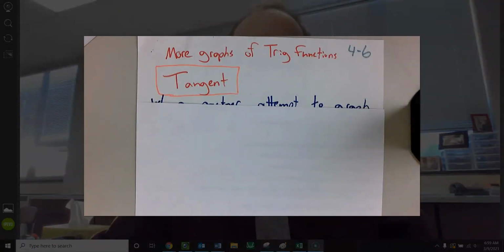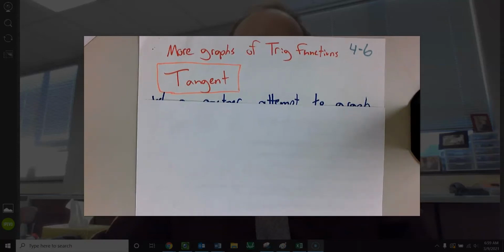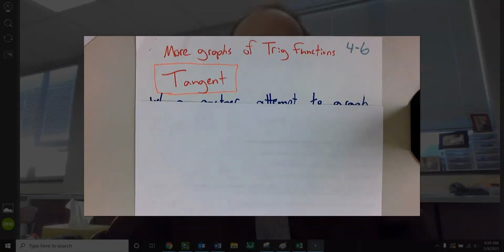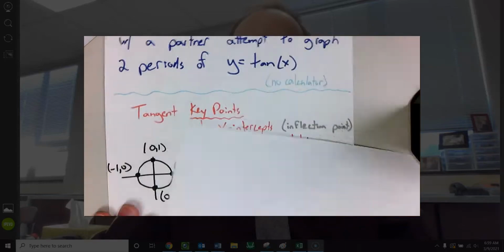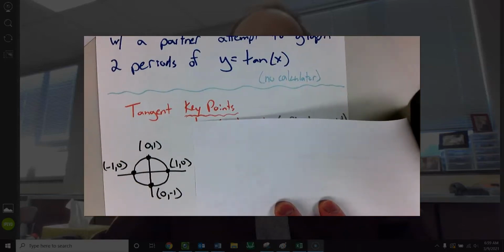So there it is. We're doing tangent today. We're in 4-6. We're finally out of 4-5. 4-5 was all graphing sine and cosine. We want to start by going around the circle.